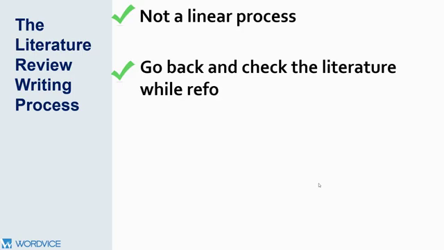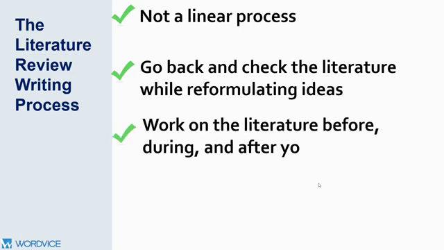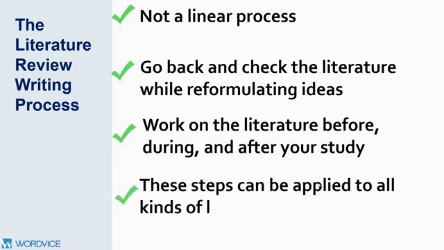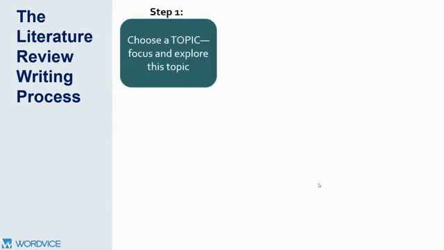So how do authors turn a network of articles into a coherent review of relevant literature? Writing the literature review is not usually a linear process. You will often need to go back and check the literature while reformulating your ideas. This means you will not be writing the literature review at any one time, but constantly working on it before, during, and after your study is complete. This process will apply more to standalone literature reviews, but can also be useful in understanding what to include to introduce your study. The first step is to choose a topic to write on.